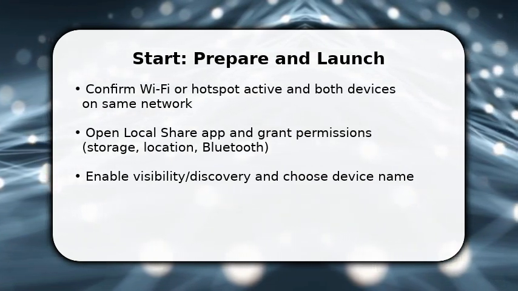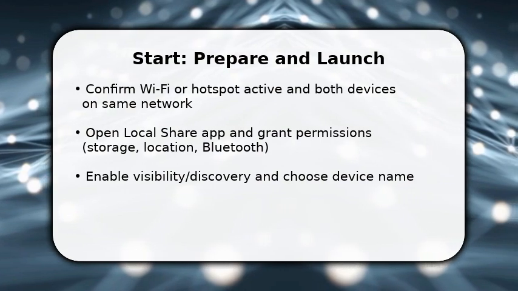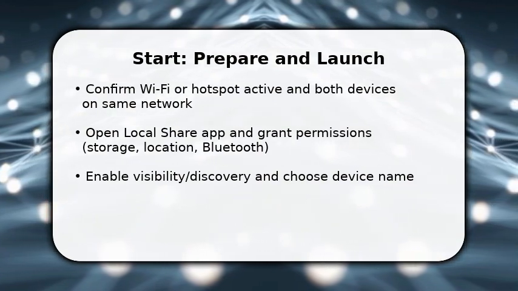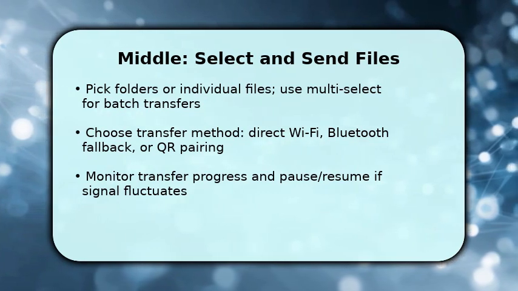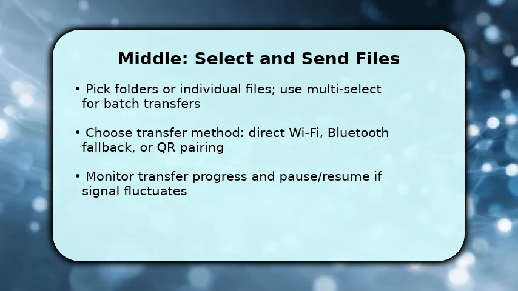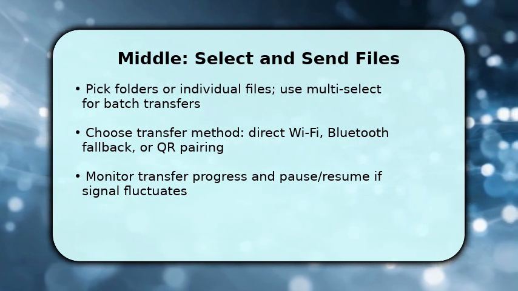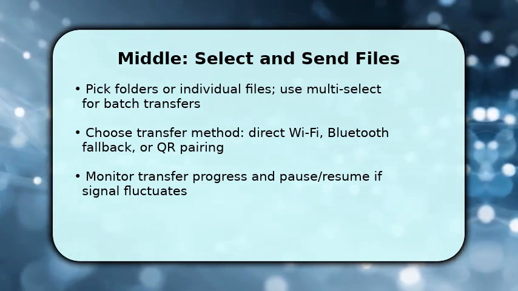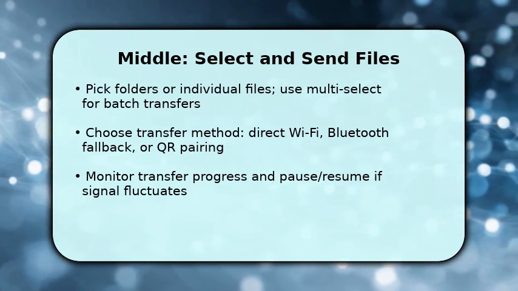Now you select what to send. You can pick individual files or entire folders. Use multi-select to batch large groups efficiently. Choose the fastest method available. Direct Wi-Fi first, Bluetooth only if Wi-Fi fails, or scan a QR code to pair quickly.